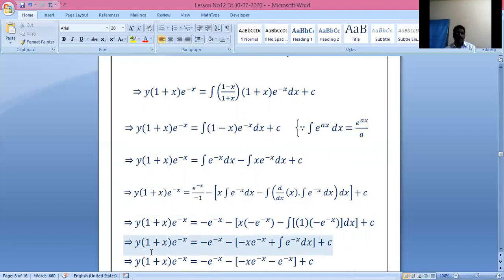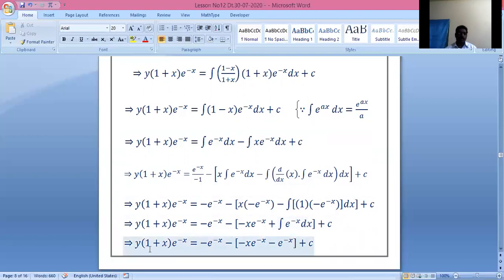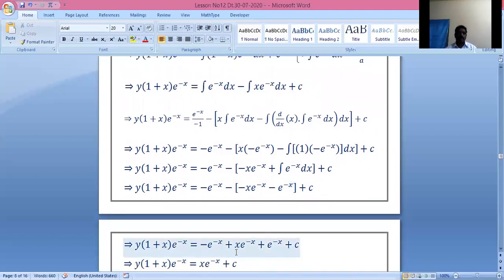That implies y into (1 plus x) into e to the power of minus x is equal to minus e to the power of minus x, minus integration of plus into minus, minus x into e to the power of minus x. Here minus into minus is plus, integration of e to the power of minus x dx plus c. Therefore y into (1 plus x) into e to the power of minus x is equal to minus e to the power of minus x, here minus into minus plus x into e to the power of minus x, here minus into minus plus e to the power of minus x plus some c.